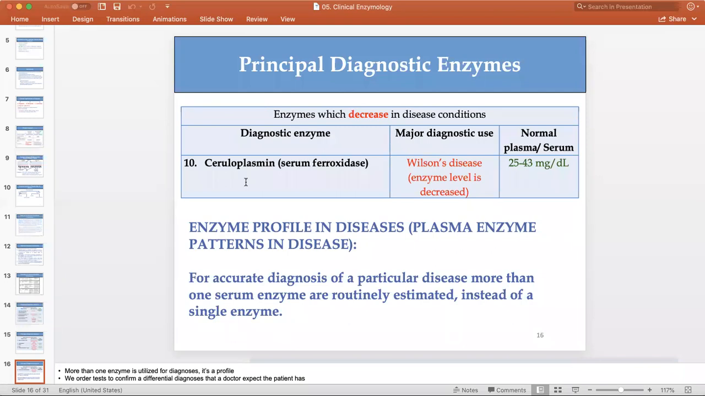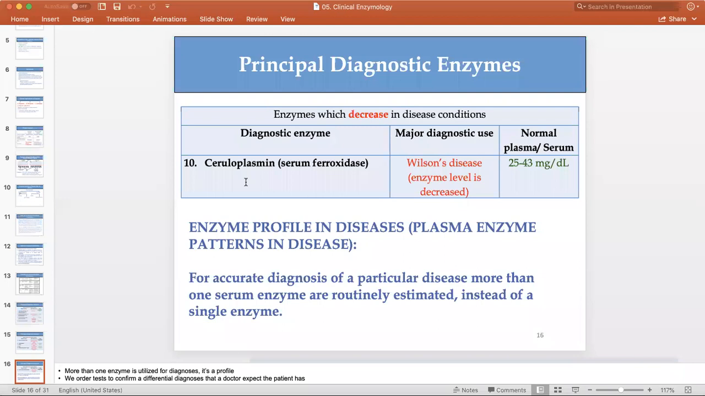So just know that ceruloplasmin is usually tested if a patient is having Wilson's disease. So the levels usually decrease, okay? So in Wilson's disease, the ceruloplasmin levels decrease, just know this.